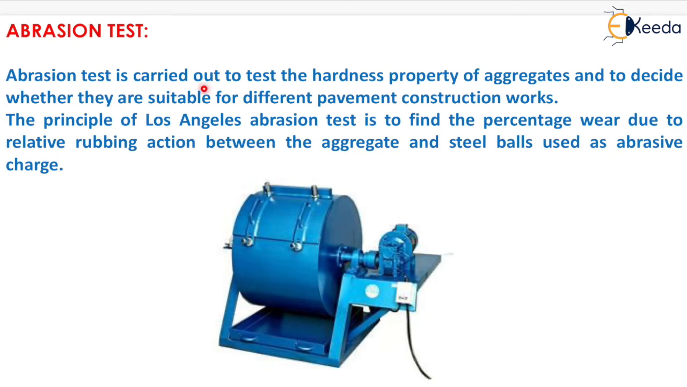Abrasion test is carried out to test the hardness property of aggregates and to decide whether they are suitable for different pavement construction works or not. The principle of Los Angeles abrasion test is to find the percentage wear due to relative rubbing action between the aggregate and steel balls used as an abrasive charge. Now this is the Los Angeles abrasion testing machine.